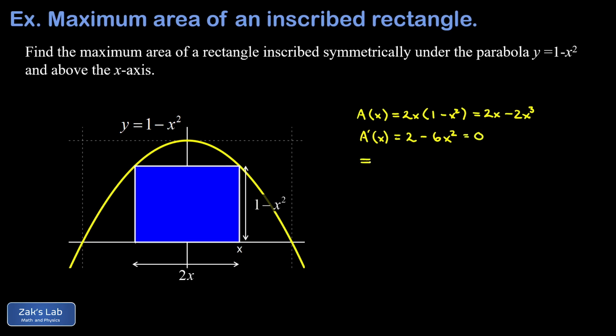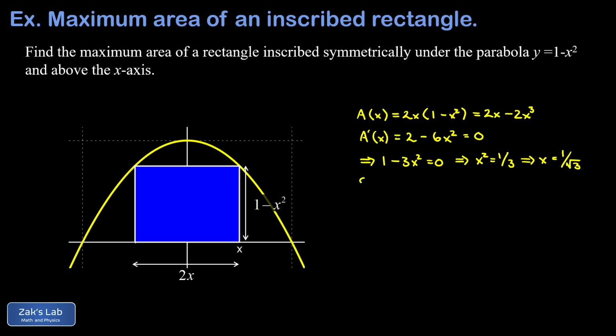First, we can divide a 2 out of that, and I end up with 1 minus 3x squared is equal to 0. And we can add the 3x squared to both sides and divide by 3 and turn the whole thing around, and I find that x squared is equal to 1/3. And that is a quadratic equation, so it should have two solutions. That'll be plus or minus 1 over square root of 3. But remember, in this geometric setting, x is going to stand for a positive number, so we're only keeping the positive root.